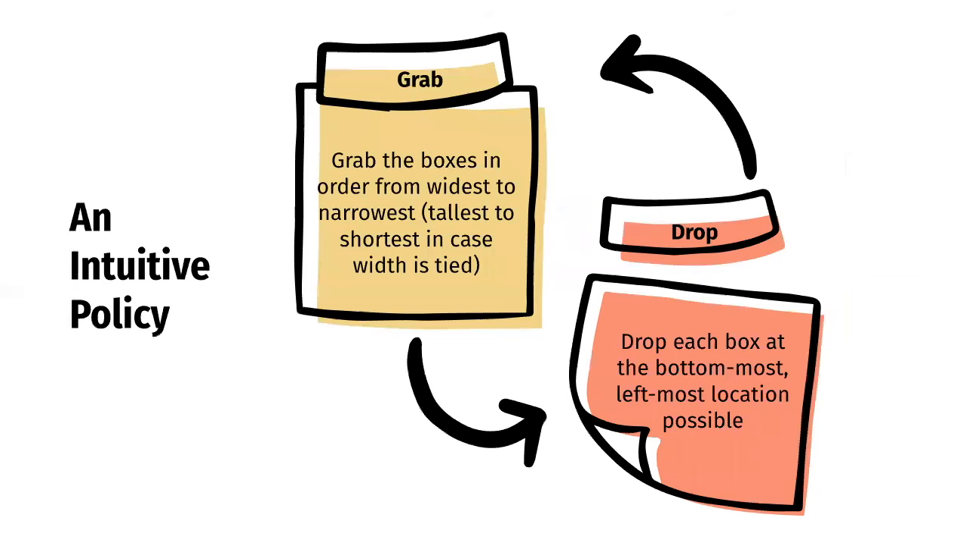Our baseline follows an intuitive policy that consists of two rules. First, grab the boxes in order from widest to narrowest, and tallest to shortest in case the width is a tie. This rule favors stability as it is likely for wider boxes to end up closer to the bottom. Then drop each box at a location such that the bottom of the box ends up as close to the ground as possible, favoring stability. If there's a tie, choose the leftmost of the locations, favoring small gaps.